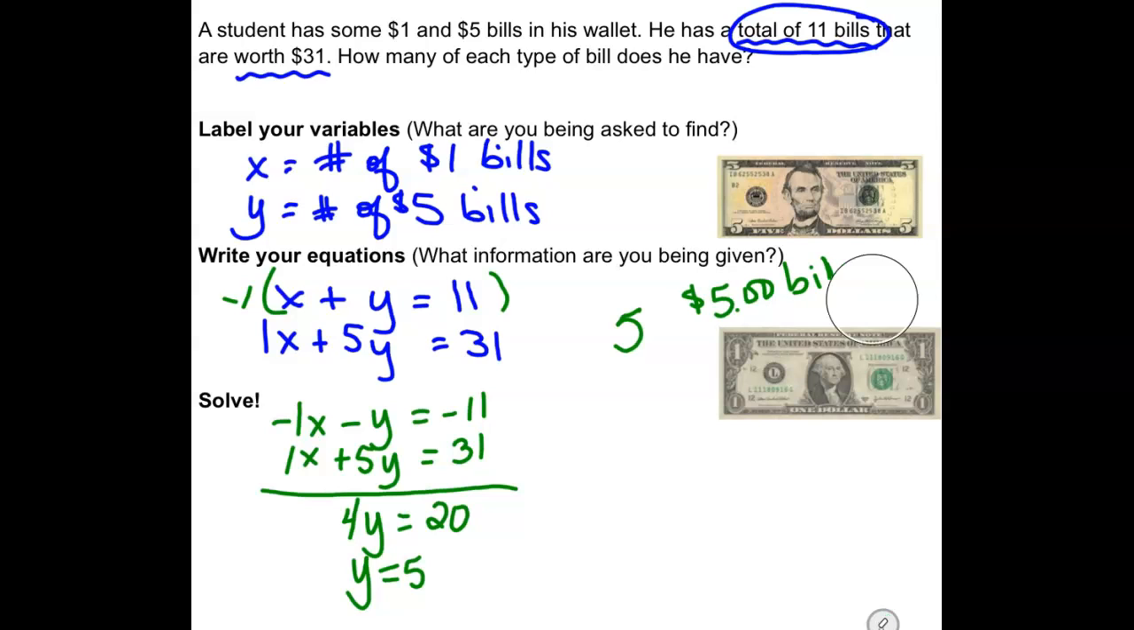All right. We are trying now to figure out how many $1 bills. Boy, my board is just not working out here today. 5 $5 bills. Okay. Let's plug that back in.